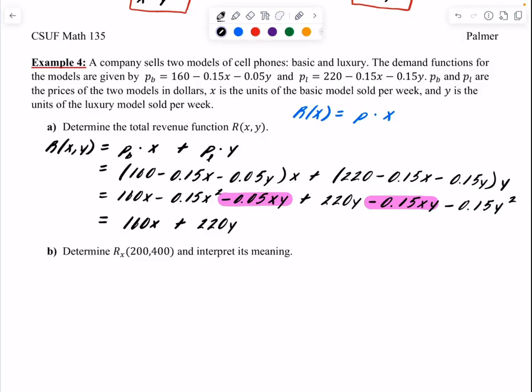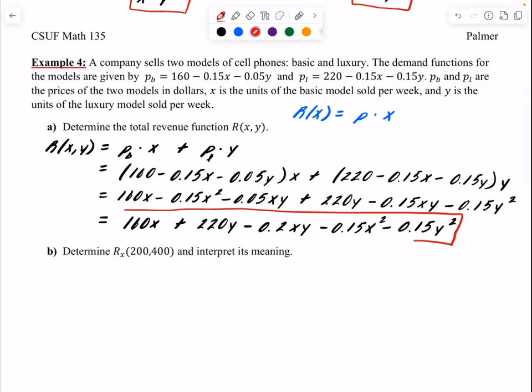If I combine those two highlighted terms, I will have negative 0.2 xy minus 0.15 x squared minus 0.15 y squared. Again, the order does not truly matter. This is our total revenue function when we have two variables.